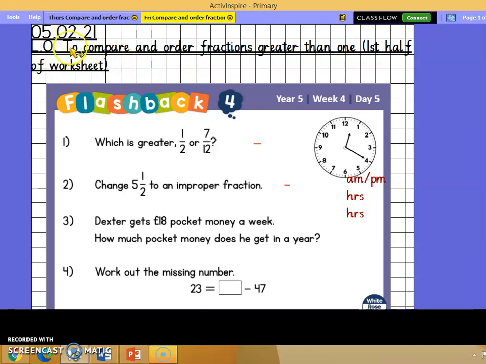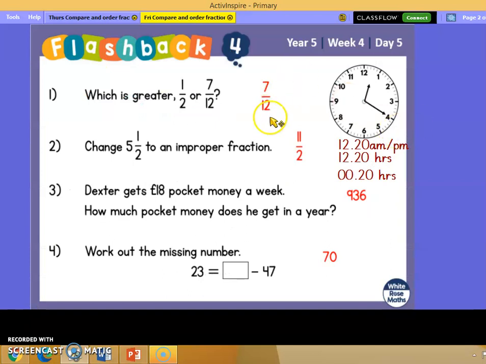Today, can you put today's date and learning objective? We're going to compare and order fractions, but today we're going to move into ordering fractions that are greater than 1, bigger than 1 whole one. We're going to be doing the first half of the worksheet, and the other half we're going to be doing on Monday. Please pause the video and do your flashback 4. When you've done it, come back and check your answers.